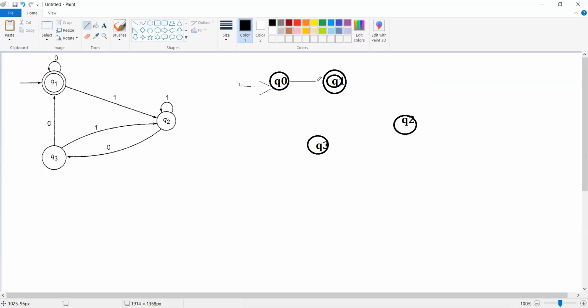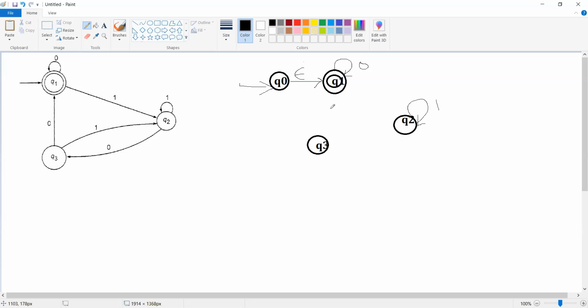From this new initial state to the old initial state, what do I have to do now? I need to specify the epsilon transition. Okay, now I have given the epsilon transition. And from Q1 to Q1, the 0 is there as it is, so write it down, no problem. And then Q2 to Q2, we have a transition on 1.